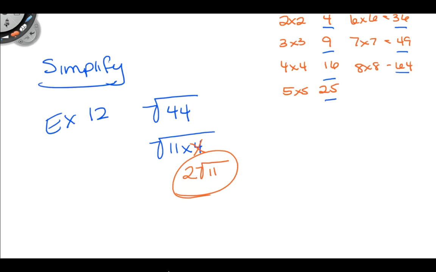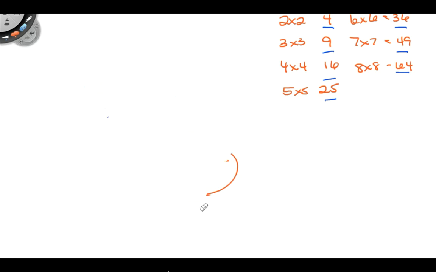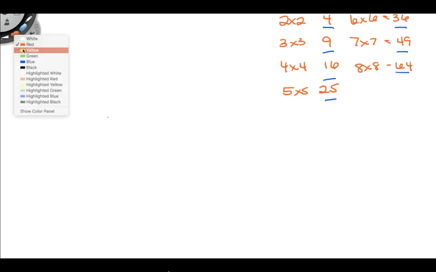Let's try another one. I'm actually going to leave my list up, so let me just erase real quick here. Instead of clearing the whole screen, I'll just erase that so we don't have to rewrite that whole list again. All right, example 13.